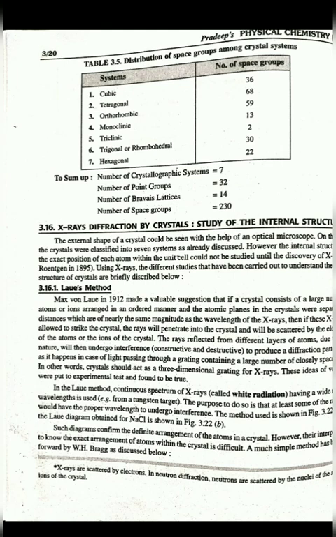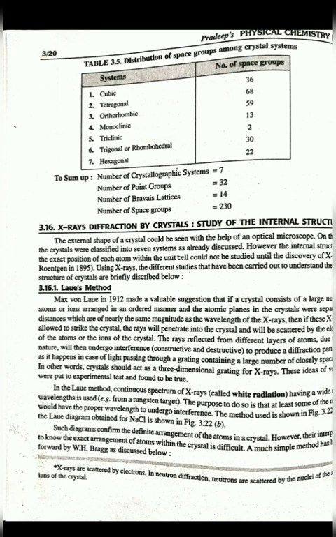Next heading 3.16. X-ray diffraction by crystals, study of the internal structure. The external shape of a crystal could be seen with the help of an optical microscope. On this basis, the crystals were classified into 7 systems as already discussed. However, the internal structure, that is the exact position of each atom within the unit cell, could not be studied until the discovery of X-rays by Roentgen in 1895. Using X-rays, the different studies that have been carried out to understand the internal structure of crystals are briefly described below.